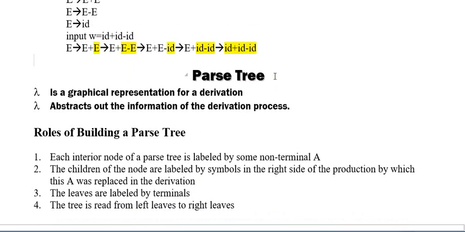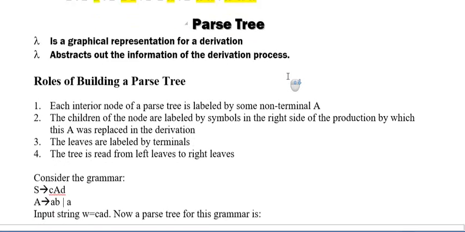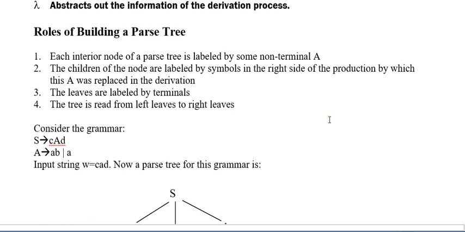Now parse tree. Parse tree is nothing but a graphical representation of this derivation. If those expressions are represented in graphical form, they are known as a parse tree. The rules of parse tree are here. You can have a snap of this one.